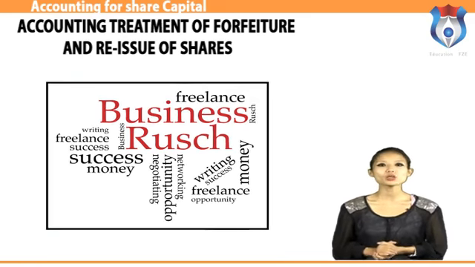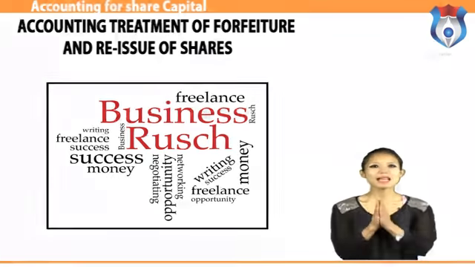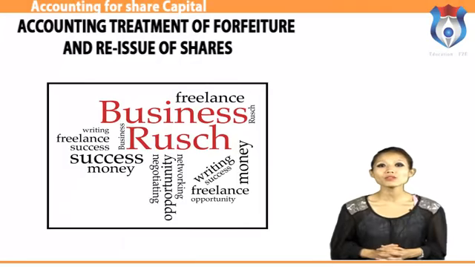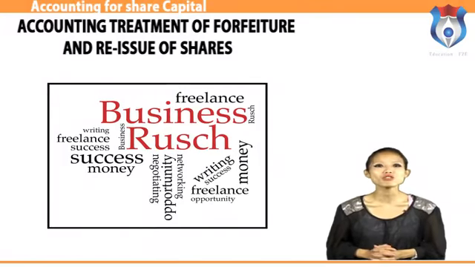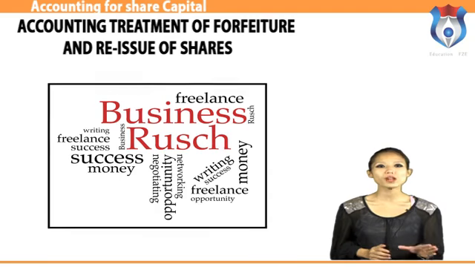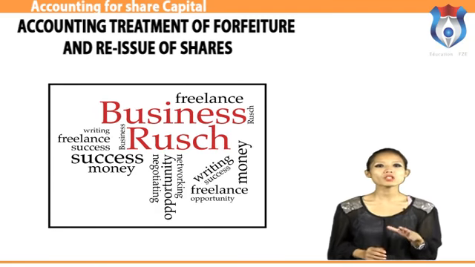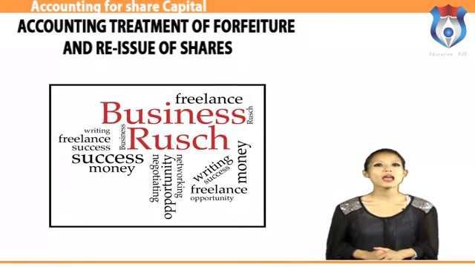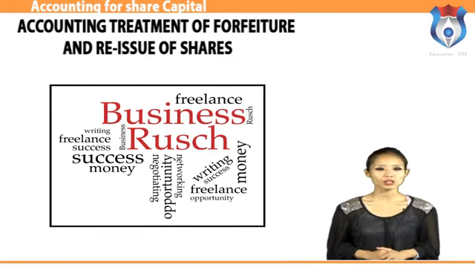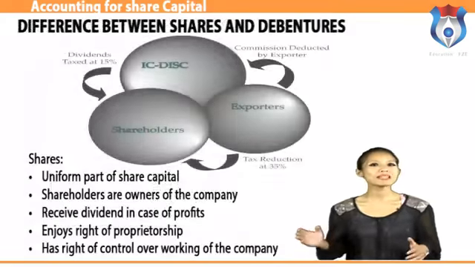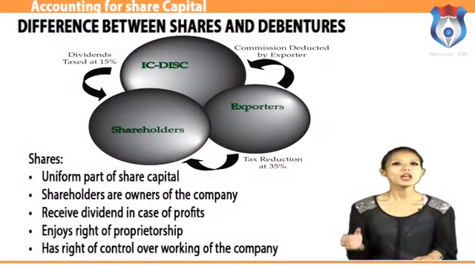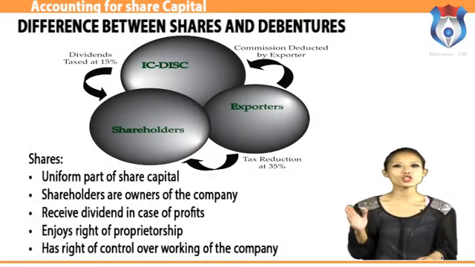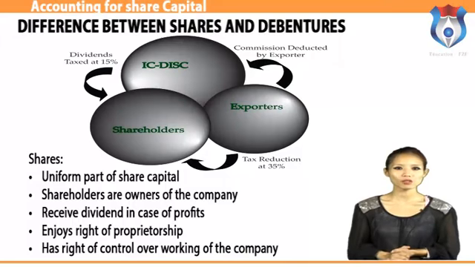Shares originally issued at discount. In this case, the actual amount received becomes the forfeited amount, but the maximum permissible discount on reissue of shares will be equal to the amount forfeited plus the amount of discount initially allowed on these shares at the time of their original issue. For better understanding, you must understand the difference between shares and debentures.